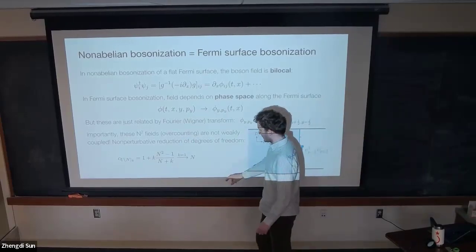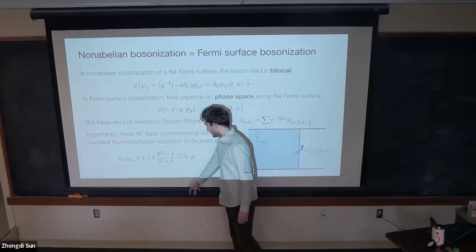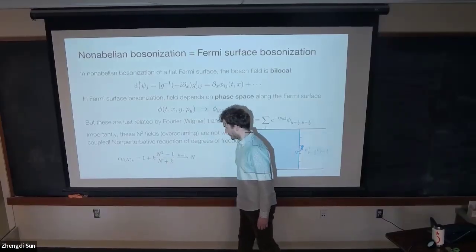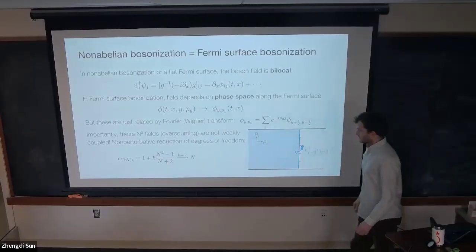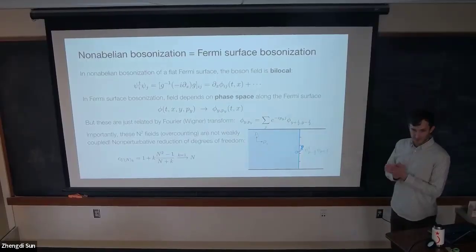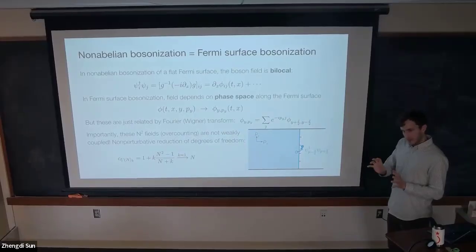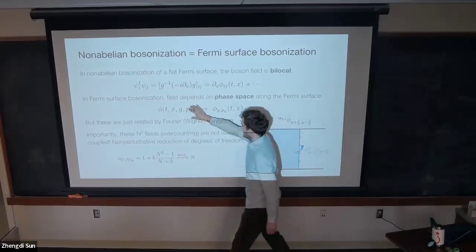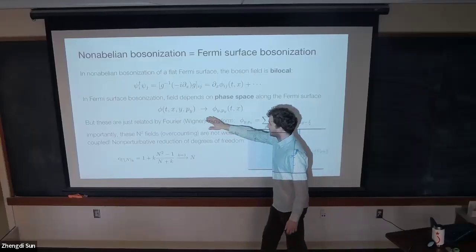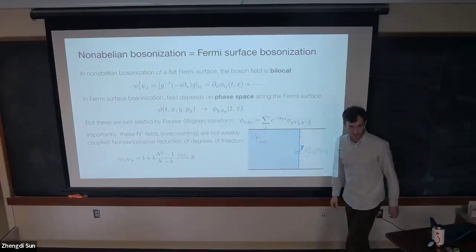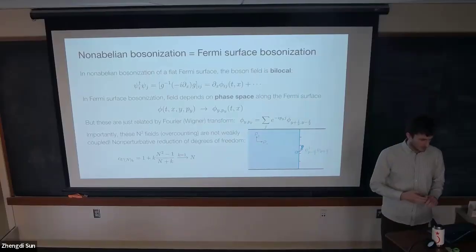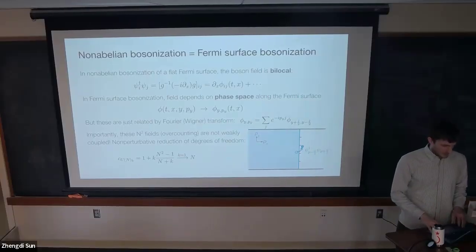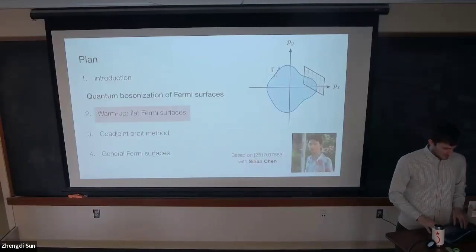Okay, the phis are not weakly coupled. If the phis were weakly coupled, this would be N squared. For example, if you take k to infinity, they're weakly coupled. But when k equals 1, you get the right number of terms. So that's already giving a hint as to how this naive overcounting of degrees of freedom will work out for general Fermi surfaces. So we're going to try to use this to understand more general Fermi surfaces.